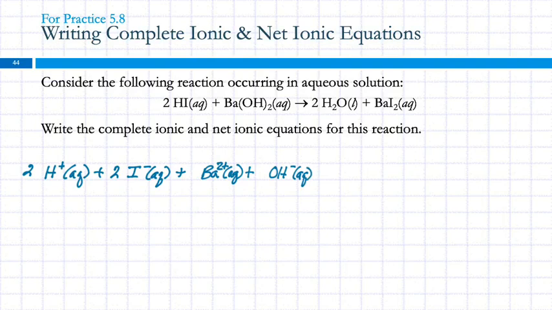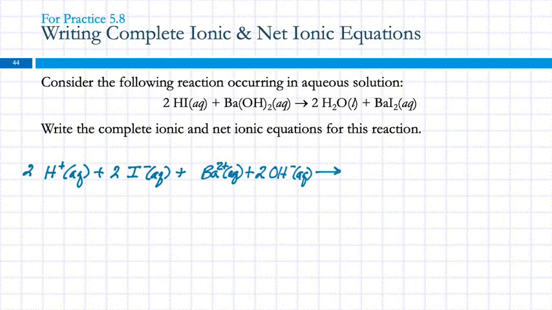Now, it's not OH2. That's a polyatomic ion. It's hydroxide. The parentheses tell me that there's two of what's inside. So I have two hydroxides. I'm not going to write that as O2H2, 2 minus, or anything funky like that. Any questions so far?